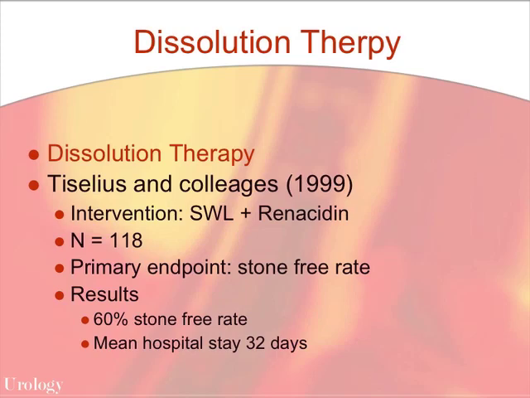Of the complications, there were 2 septic patients that required IV antibiotics. 1 patient went to the ICU, and there were 15 patients that needed a nephrostomy tube to be realigned.